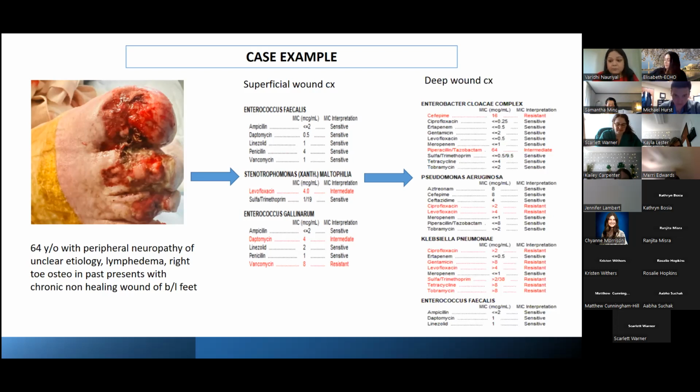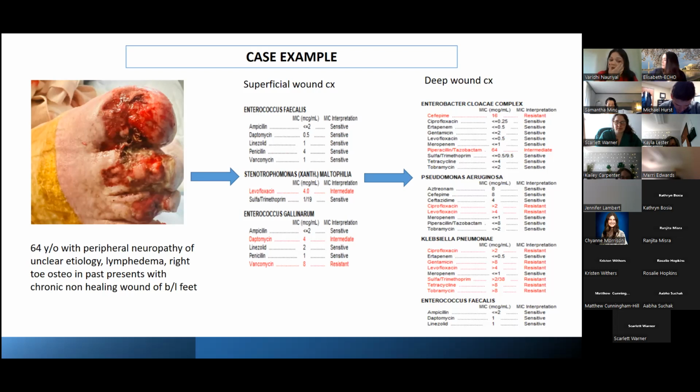And this is what the deep wound culture showed us. Completely different pathogens except for the Enterococcus. But you can tell that if we had gone just with the superficial culture, we would have missed Pseudomonas, and we would have missed this highly resistant ESBL Klebsiella that this patient has, which would not have responded to the antibiotics that this patient was initially on, which were Unasyn and Bactrim.